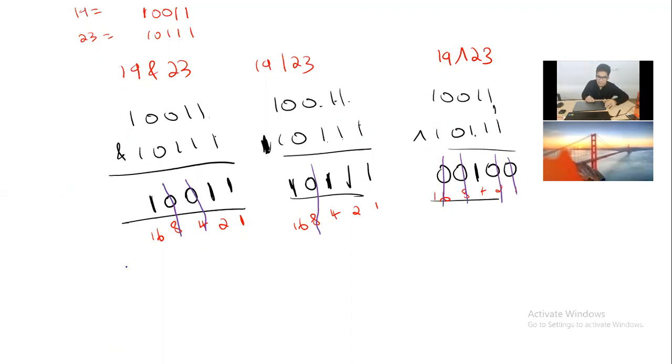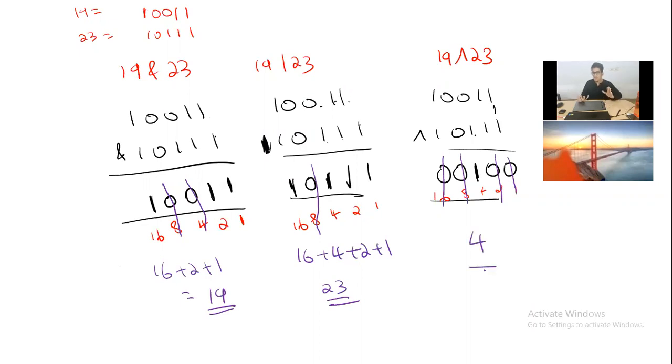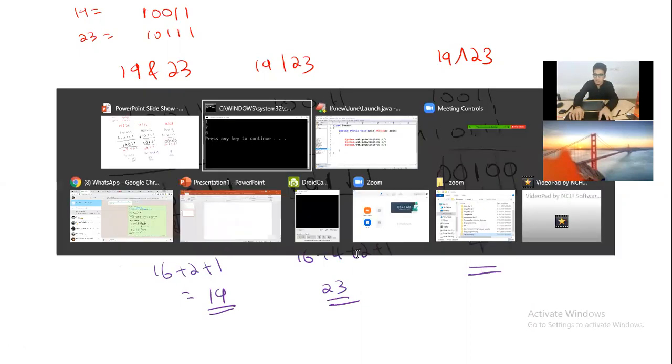Now whichever you have not cancelled, you have to add those numbers. So if I add those numbers, it is 16 plus 2 plus 1. What's the answer? That is 19. And here it is 16 plus 4 plus 2 plus 1. The answer is 23. And for the XOR, the answer is 4. So let's see, the answers should be 19, 23, and 4.